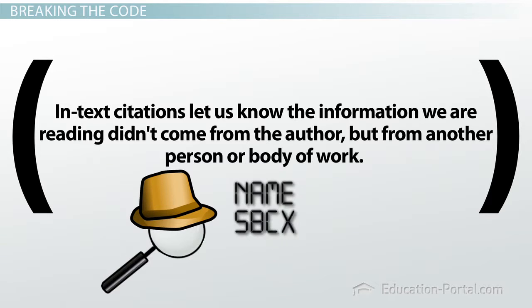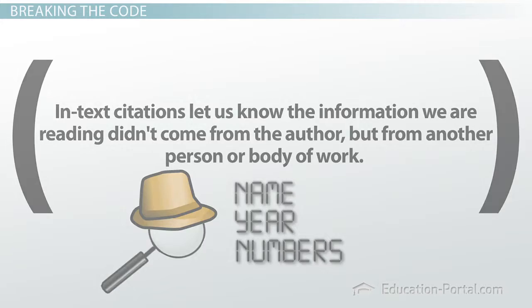The second piece of information you will be given is the year of publication. If the author of the piece you are reading is using a direct quote, you will also be given the page or paragraph numbers on which the cited information can be found. While an in-text citation gives us a lot of good information, we still need a more complete reference from the bibliography page before we can track this information down for ourselves.